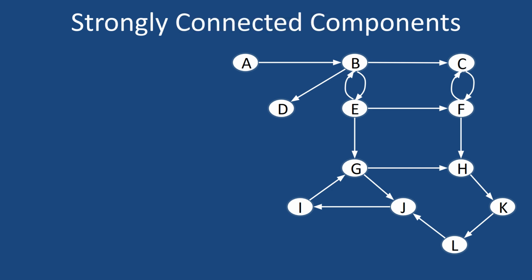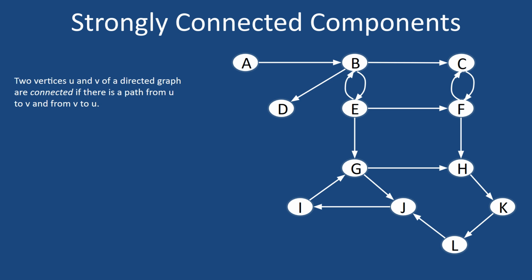continue talking about directed graphs, and the next algorithm we'll talk about is a strongly connected component algorithm. So let me begin by saying what a strongly connected component is. So we're going to say that two vertices of a directed graph are connected if there's a path from one to the other. Or, I'm sorry, if there's a path from one to the other and vice versa.